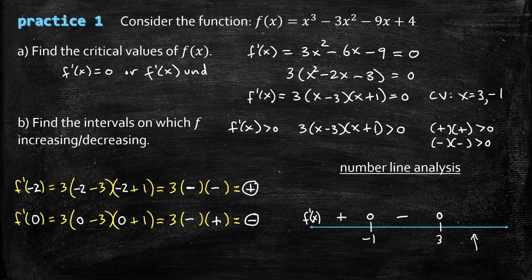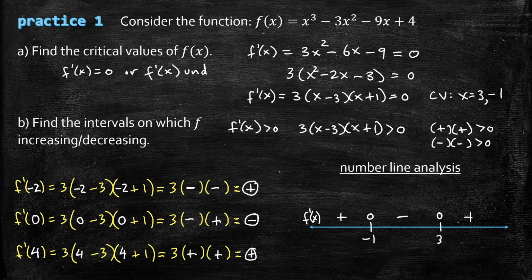And then we pick one more in the final interval. So we could use 4 minus 3, 4 plus 1. See how easy it is to plug it into the factored form rather than the unfactored form. So 4 minus 3 is positive, 4 plus 1 is positive, the overall effect is positive, and we get this.